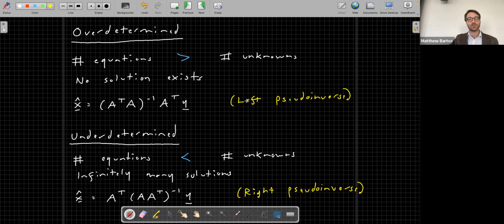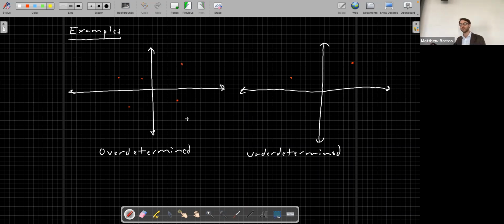We went through two examples of overdetermined and underdetermined problems. We looked at the example of an overdetermined problem where we're trying to fit a line through a cluster of points, and we showed through the left pseudo inverse, we could determine essentially the line of best fit. So the left pseudo inverse actually gives you the solution to the linear regression problem, right? It gives you the least squares solution. We found the line that minimizes the squared error between the points and the line.